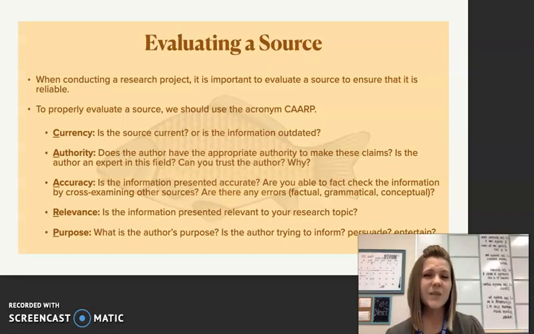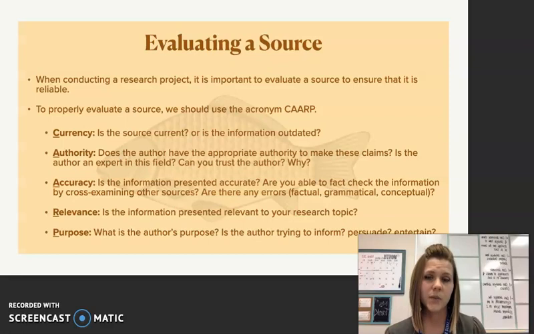Next, we need to make sure that the source has the appropriate authority. Okay, so this means that we're really looking at the author. Does the author have the appropriate authority to make the claims that he or she is making? We can also ask ourselves, is the author an expert in this field? Does the author know what they're talking about? Also, can we trust the author? Why or why not?